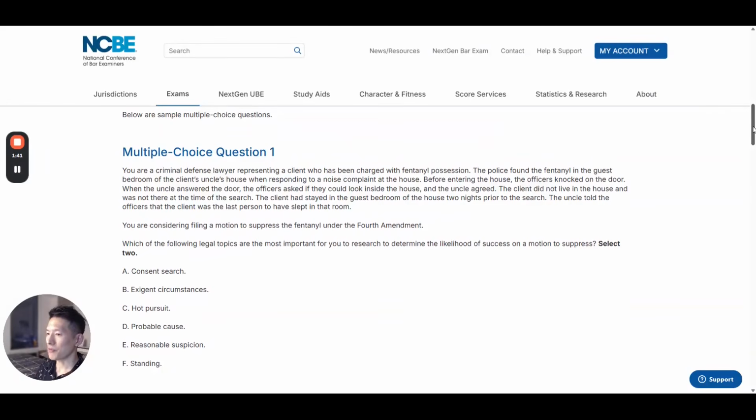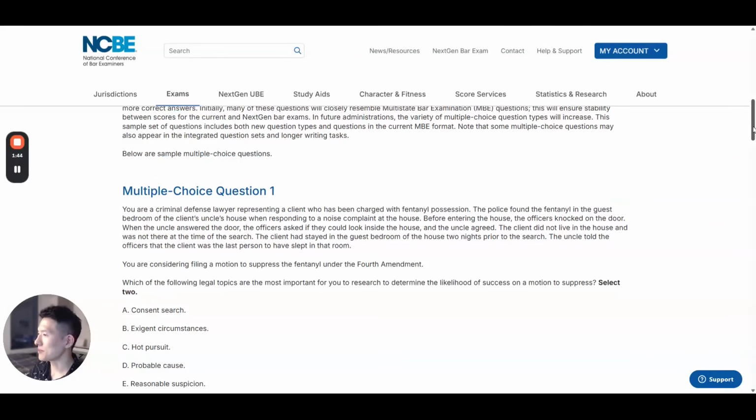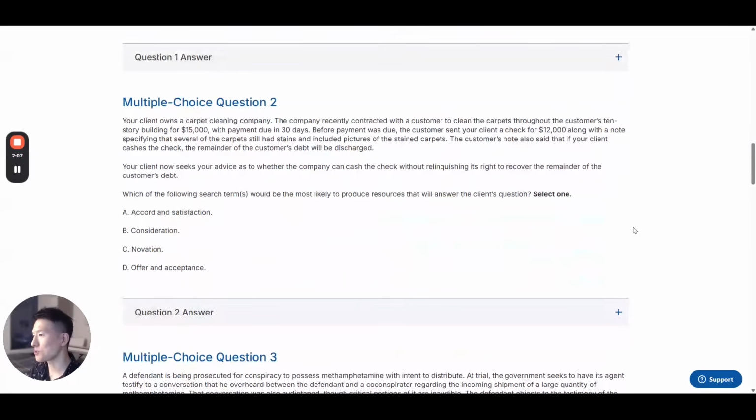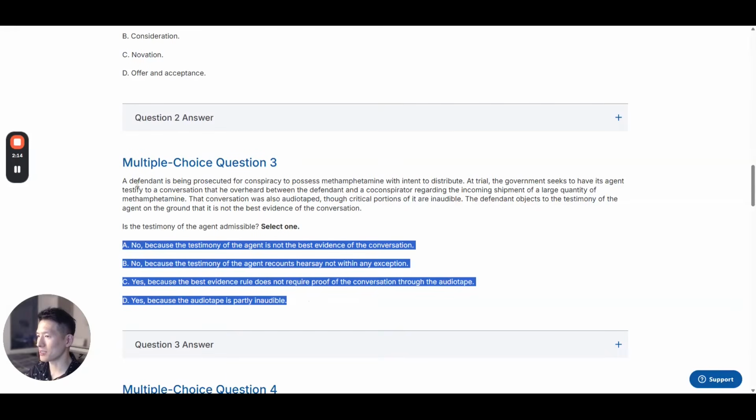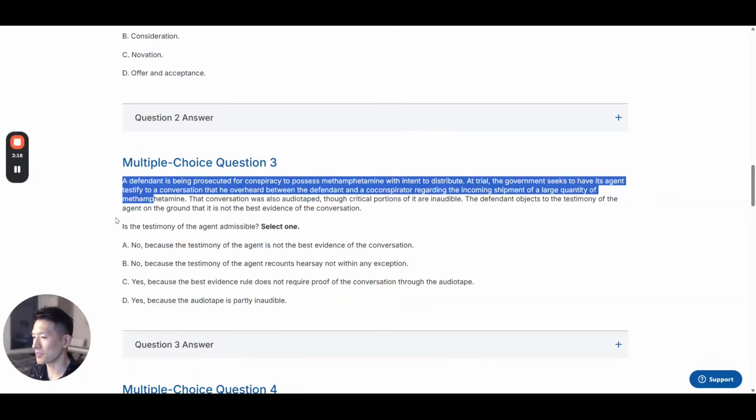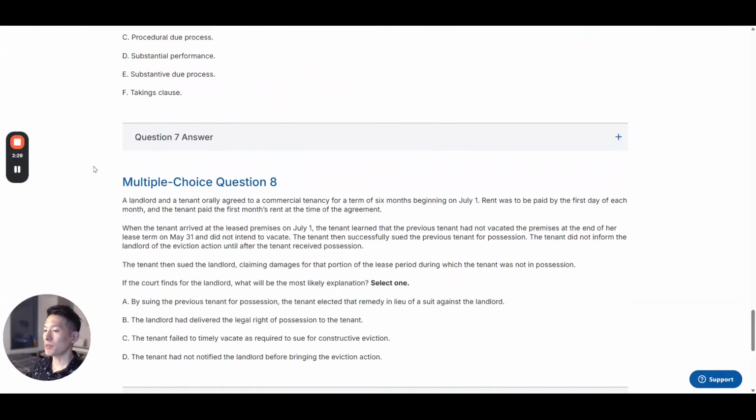So if you're looking for questions to practice on, the NCBE does offer study aids besides these sample questions for purchase, but it's possible that you can still benefit from the usual sources of MBE questions because there are questions that are similar to the classic MBE questions. This would be one example of it. It has the no, yes answer choices. There's no pretending to be a lawyer for a client, but it will be good to become familiar with these different formats.